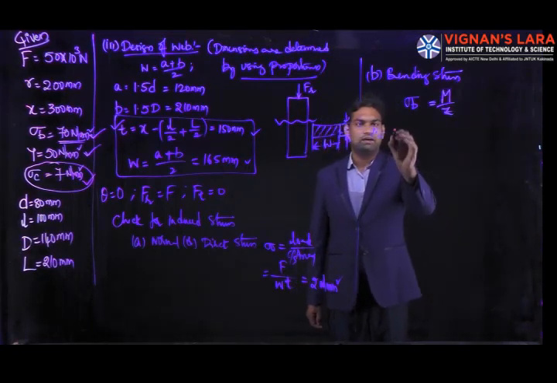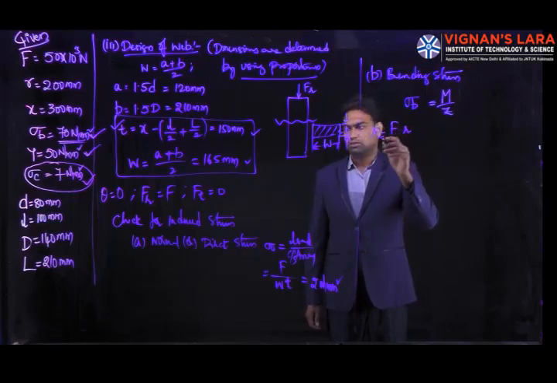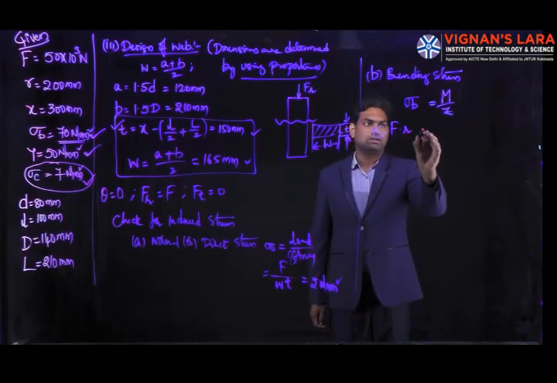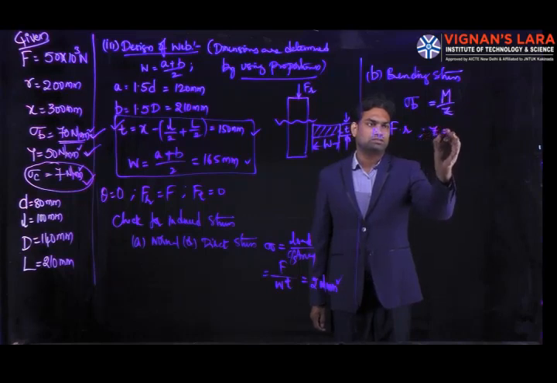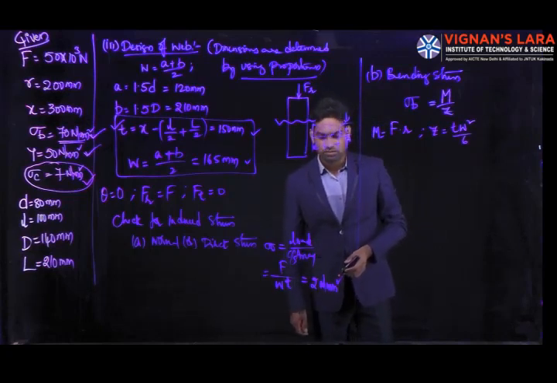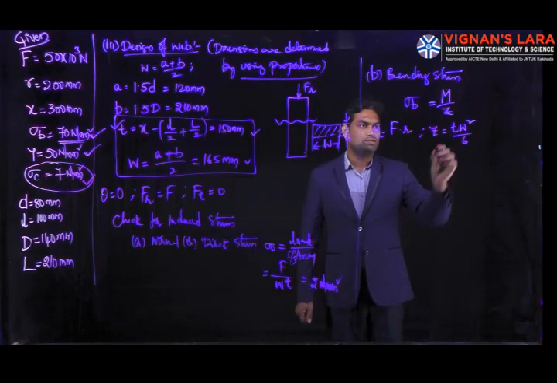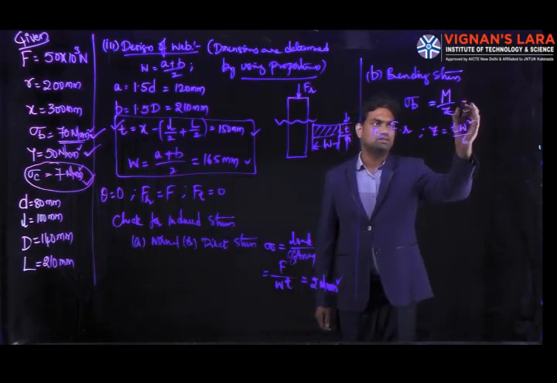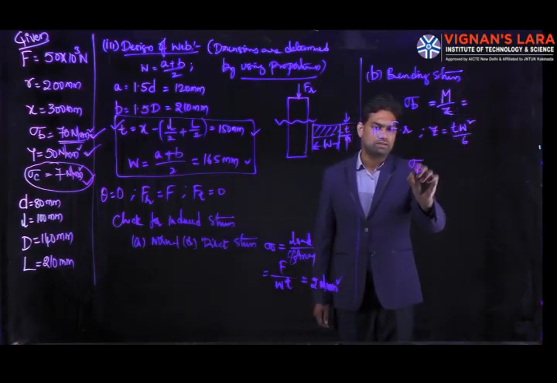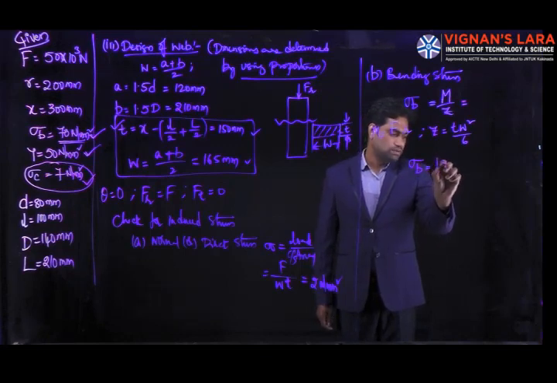Okay, the bending moment is given by F into r, that is Ft into r, and Z is T into W square by 6. You can substitute the values, since F is known and the radius of the crank is known. Substituting the values in the bending stress equation, sigma b is given by 15 Newton per mm square.